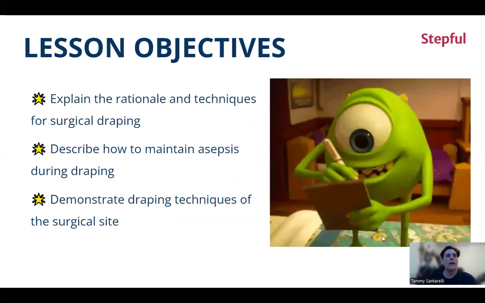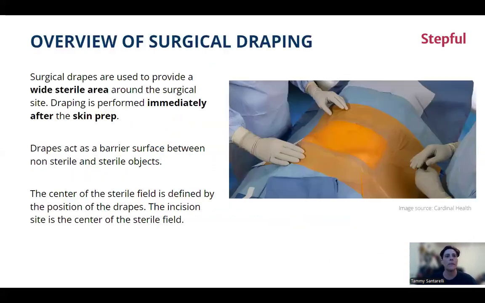Tonight, we're going to be talking about the explanation of the rationale and techniques for surgical draping, how to maintain sepsis during draping, and draping techniques of the surgical site. Surgical drapes are used to provide a wide sterile area around the surgical site. Draping is performed immediately after the skin prep and after the skin prep has dried.